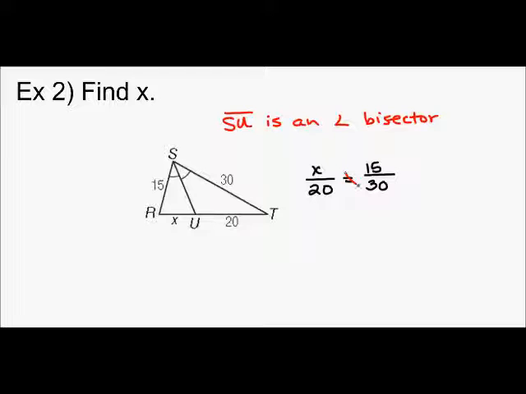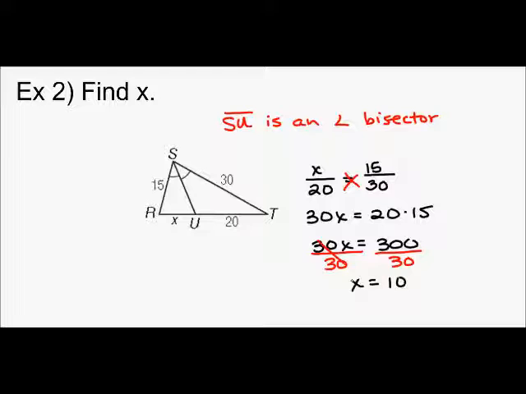I'm going to cross multiply, and I get 30x equals 20 times 15. So 20 times 15 is 300. I'm going to divide by 30, and I get x equals 10.